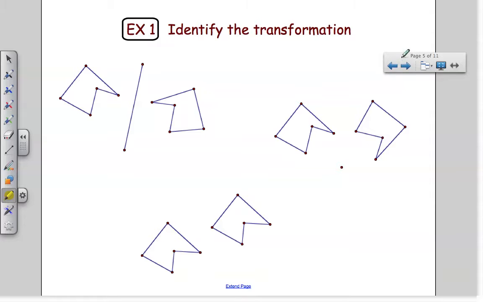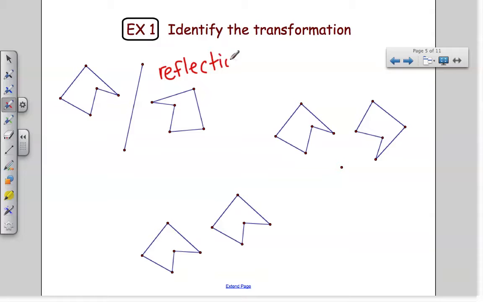So congruence transformations. Here, can you identify, first of all, what transformation is happening here? Remember, it's translation, reflection, or rotation. Now here, we notice that line. This thing is being flipped over that line. Remember, when you have a mirror, you're doing a mirror image. It's called a reflection. You're reflecting over that line. And this is called your line of reflection.